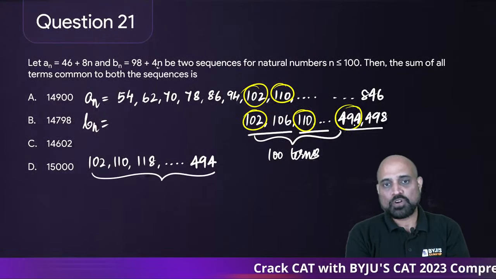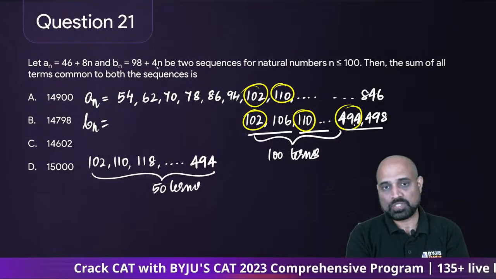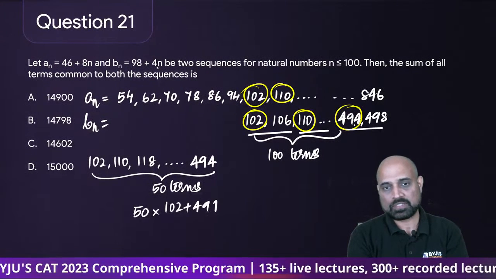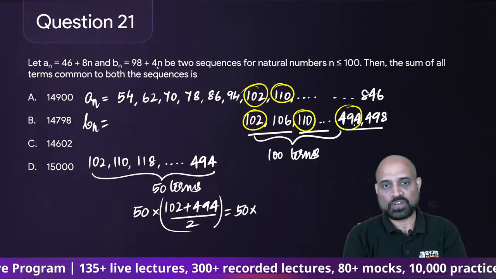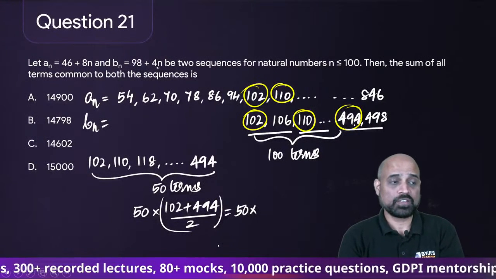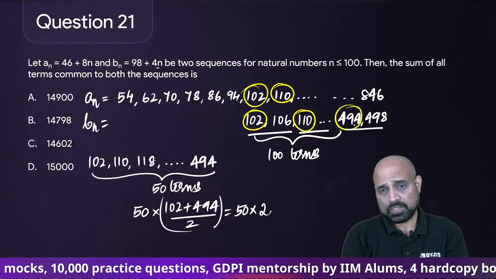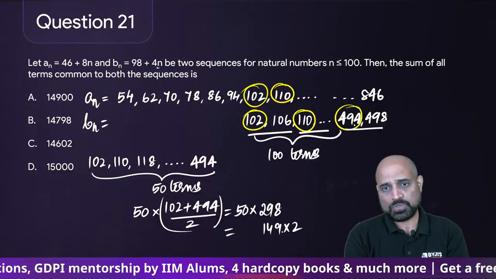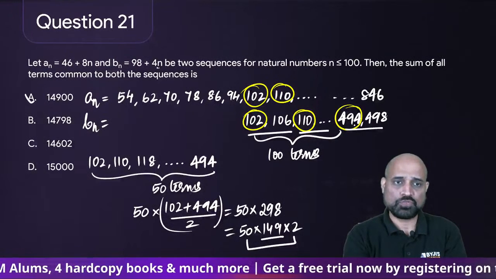So what is the sum of all these numbers? This itself is an AP that consists of 50 terms. So the sum is given as 50 into average of first and the last. So this will turn out to be 50 into 596 ka half, which is 250 plus 48. This is 149 into 2 and we have a 50. So 149, 2 into 50 is 100. So 14900.